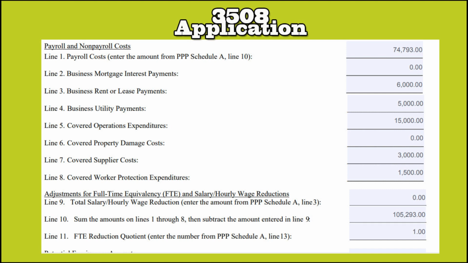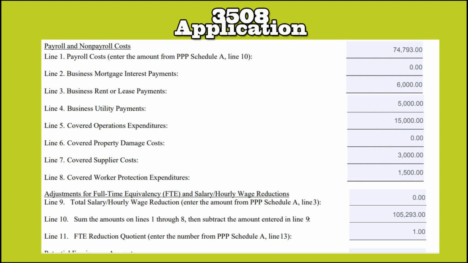Okay, so now we're going to move into the next section, which is line 9, our FTE, or full-time equivalency adjustments and salary reduction section. On line 9, you're going to enter your total salary reductions, and you're going to get this from your Schedule A, line 3. Like I said, we maintained full-time employees, or we turned part-time employees to full-time, or we hired during the covered period. So therefore, our line 9 would be 0. We have no adjustments. If you have adjustments, that number would be different.